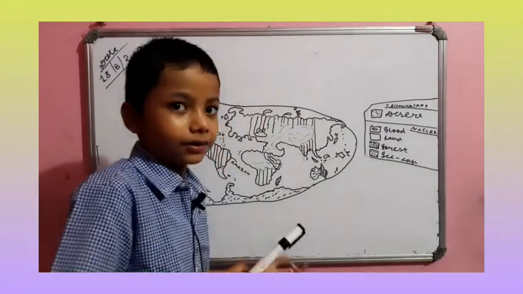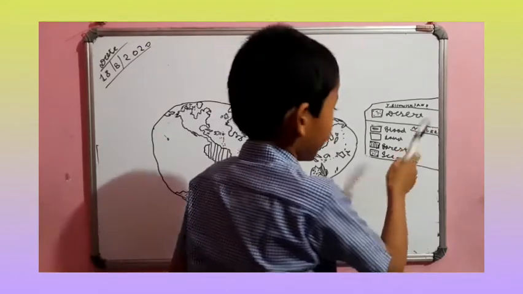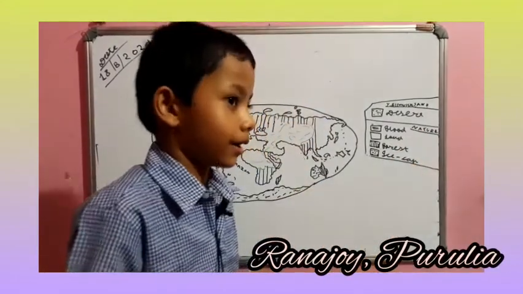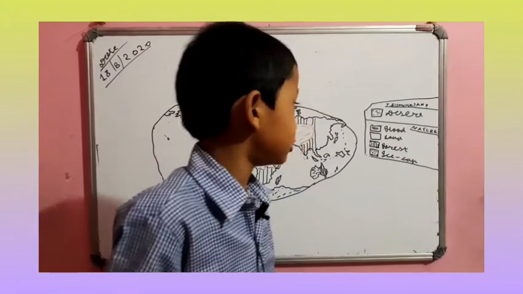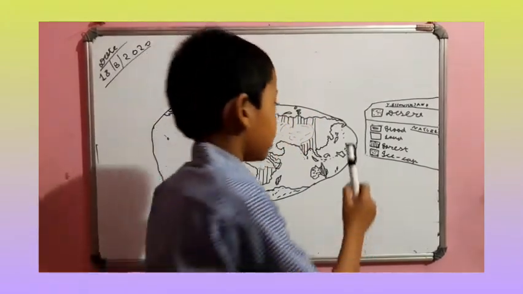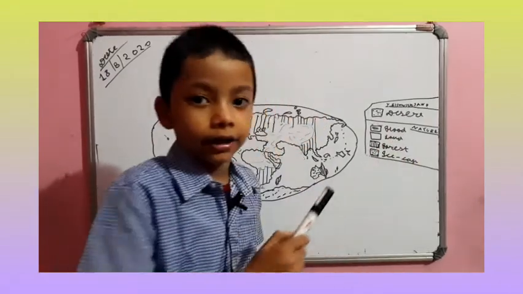I draw it. And it is called... And this... Hey, and what is that thing over here? This is... These are the four natures. There are ice caps, forest, land, and flood.